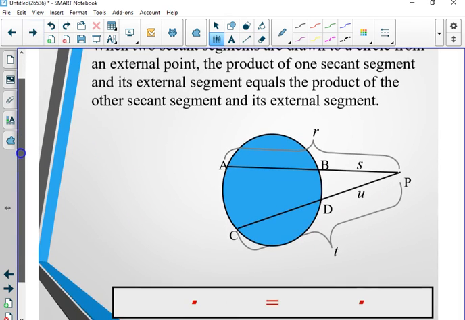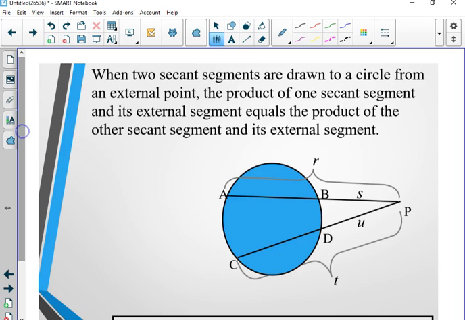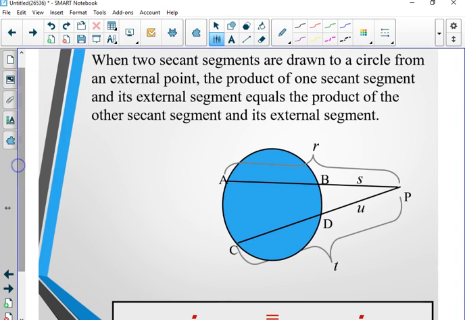All right. A little bit of a twist here. When two secant segments, and remember, a secant goes outside the circle, are drawn to a circle from an external point, so they have to be starting at the same point out here in space, the product of one secant and its external segment equals the product of the other one and its external.